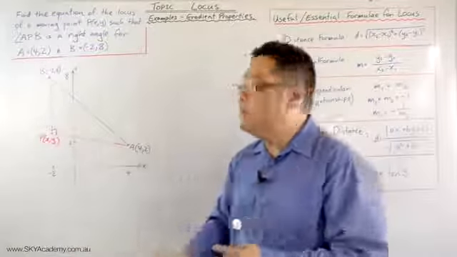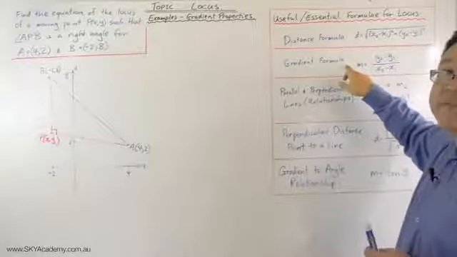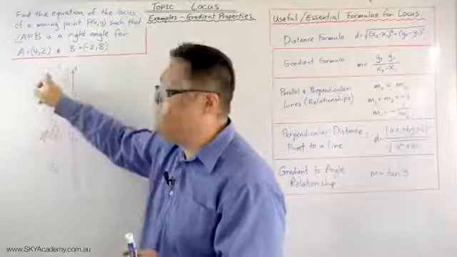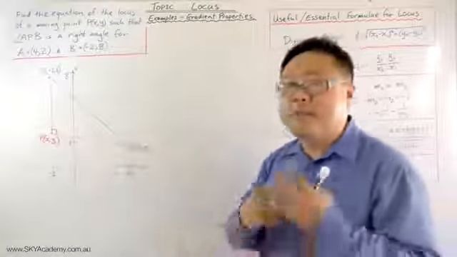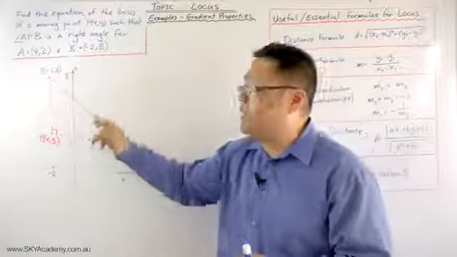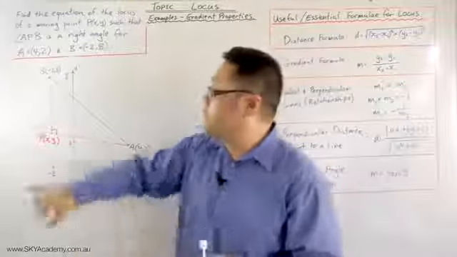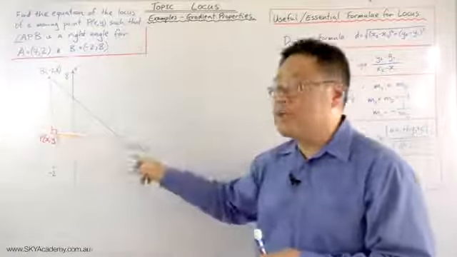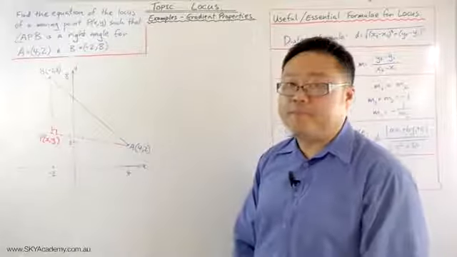So can you see off the top of the bat that what we are going to be using is the gradient formula? Because what we've got to try and do is show that the gradient of PB and the gradient of AP are perpendicular to one another. Because if they're perpendicular, they're 90 degrees, then the angle APB is 90 degrees. So we've got to work out an expression for the gradients of PB and AP.